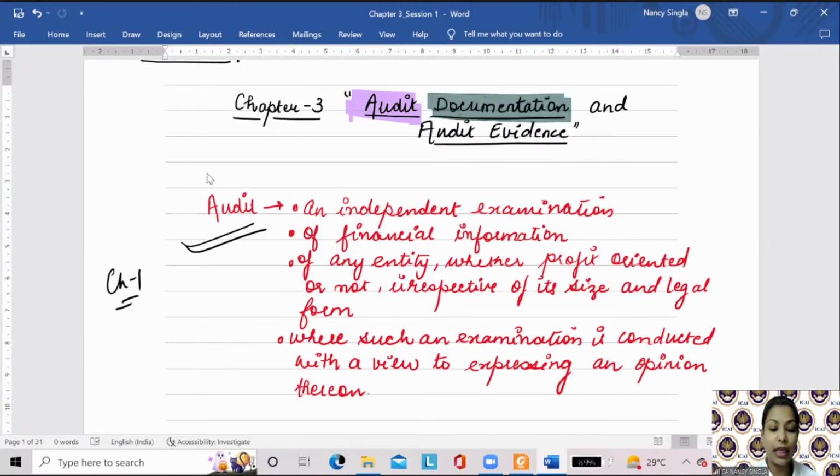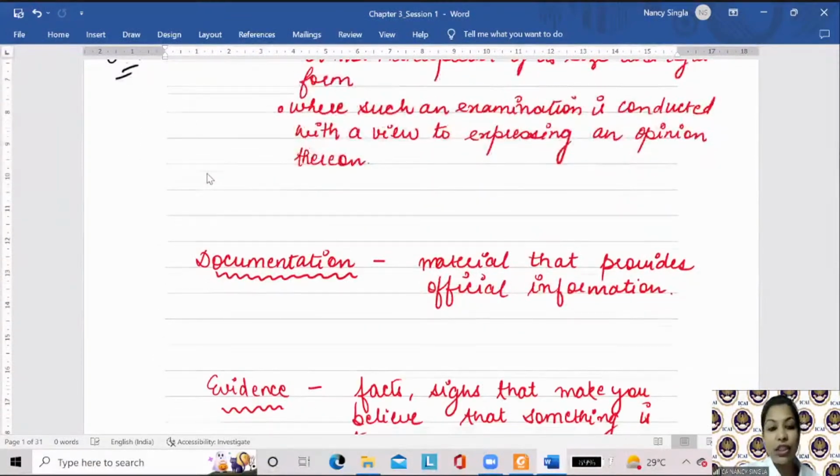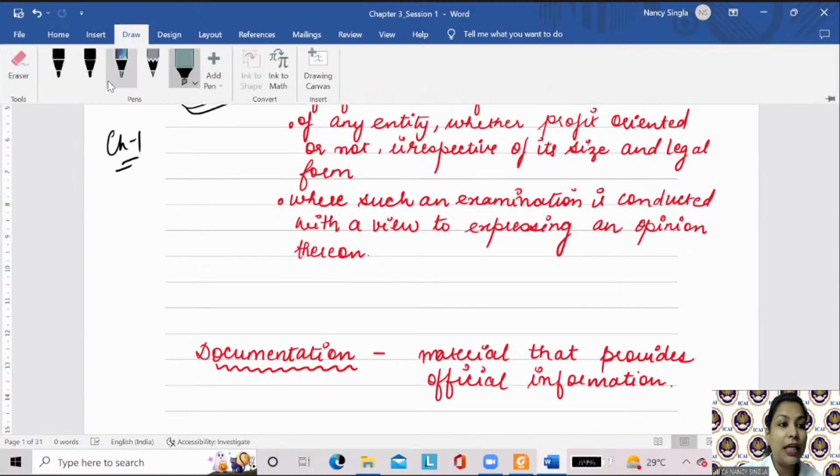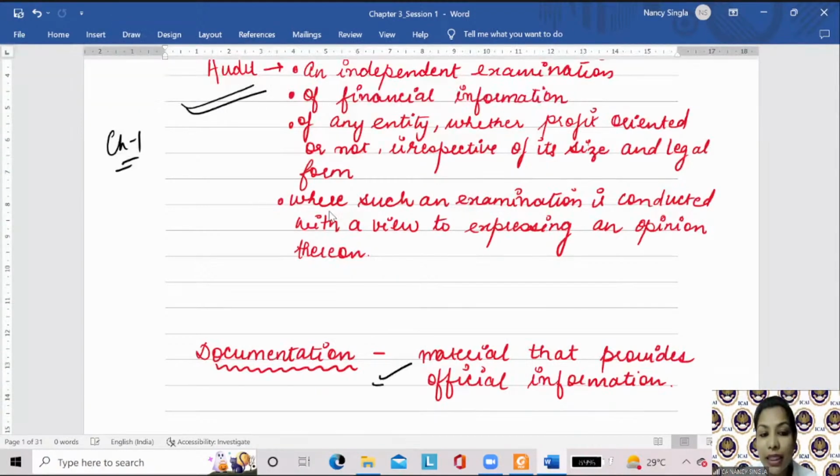Okay? So students, if you look at the dictionary meaning of the term documentation, it says that documentation means material that provides official information. Material that provides official information. So if we club audit and documentation together, we can say it is the material that provides official information relating to what? Audit of financial statements. Okay? So this is just the dictionary meaning.